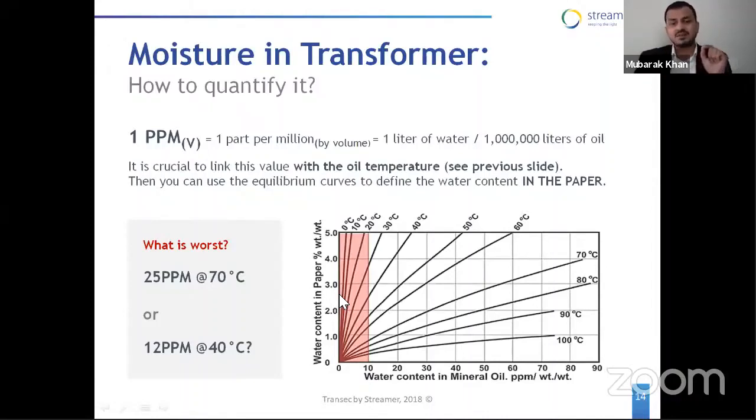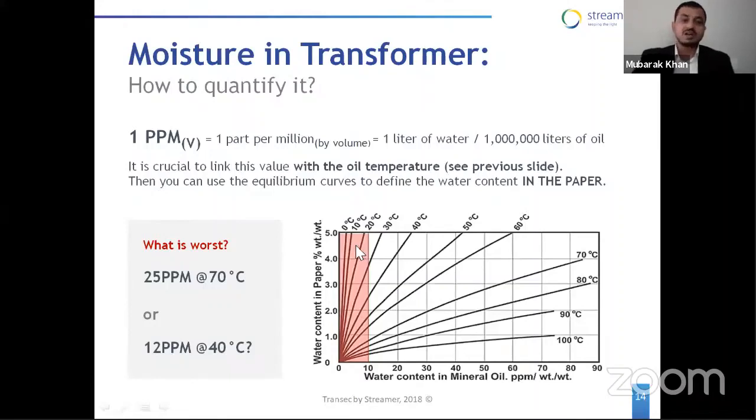I will take the example of a transformer which is kept idle for some time. The temperature of the oil will be equal to the ambient temperature. The transformer will not be hot. At that time, even if you are getting low ppm values, it doesn't mean your transformer is healthy. You need to compare it with the temperature. Unless you know the temperature, you can never say that your ppm is high or low.